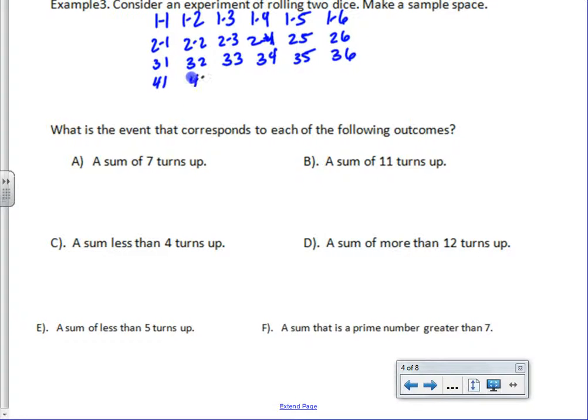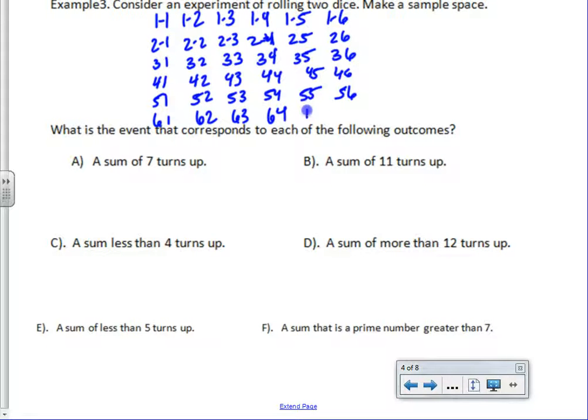4, 1; 4, 2; 4, 3; 4, 4; 4, 5; 4, 6; 5, 1; 5, 2; 5, 3; 5, 4; 5, 5; 5, 6; and 6, 1; 6, 2; 6, 3; 6, 4; 6, 5; and 6, 6.